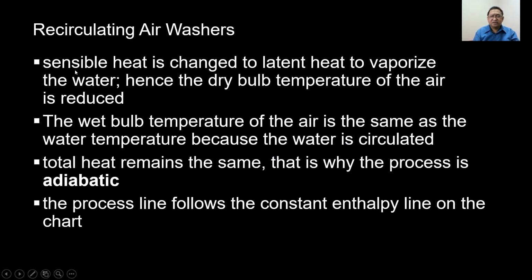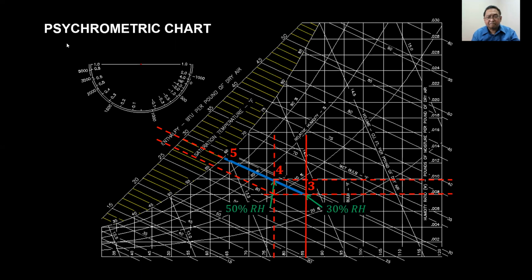So sensible heat is changed to latent heat to vaporize the water. Hence, the dry bulb temperature of the air is reduced. The wet bulb temperature of the air is the same as the water temperature because the water is circulated. The total heat remains the same. That is why the process is called adiabatic. The process line follows the constant enthalpy line on the chart.